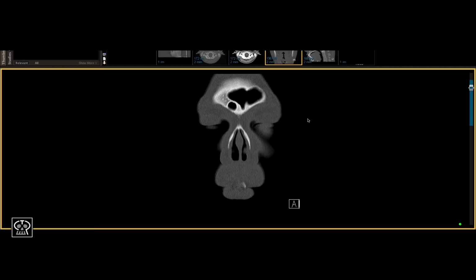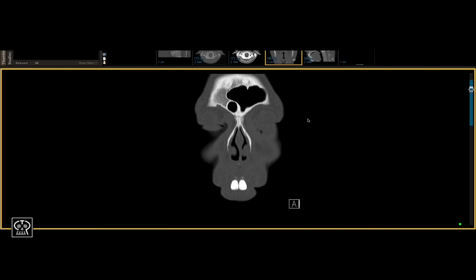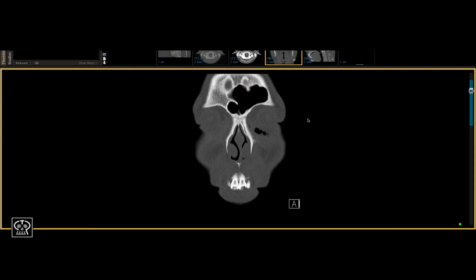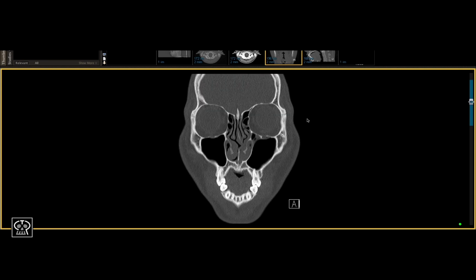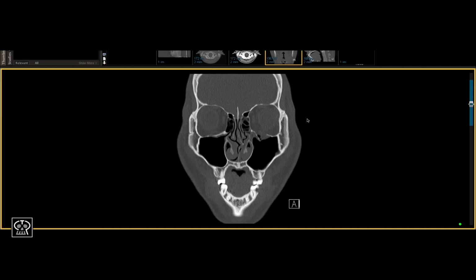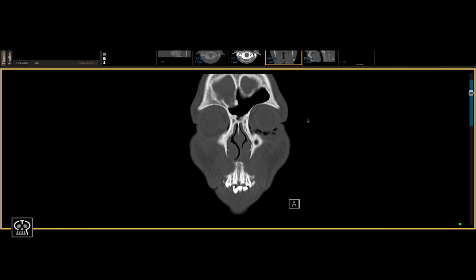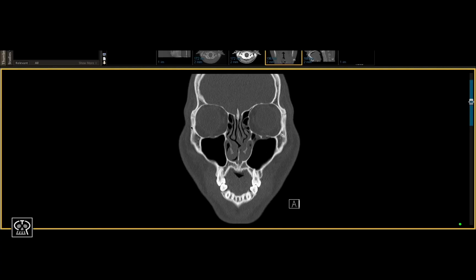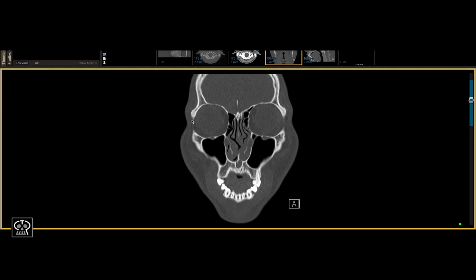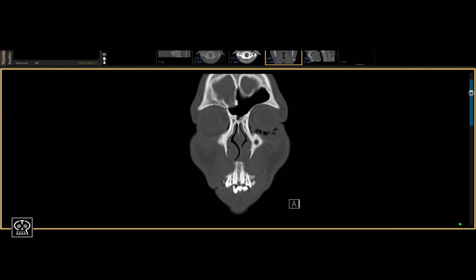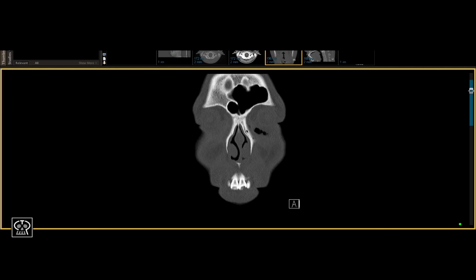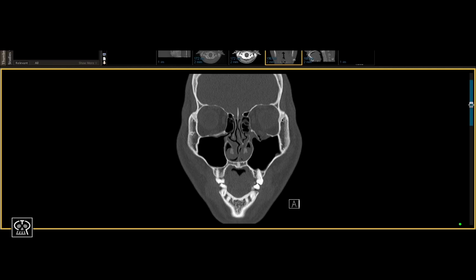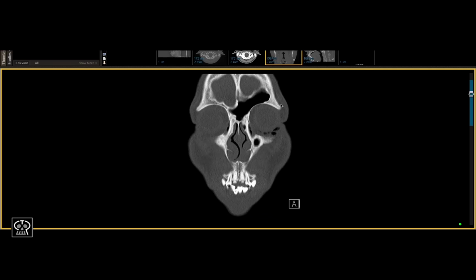So, pulling up our coronal scan, as we begin to go more posterior, we start off by looking at our orbital rims, including the superior orbital rims, the lateral orbital rims, and the inferior orbital rim. Starting on the right side, we don't see any obvious fractures of the inferior, lateral, or superior. On the left side, once again, the inferior seems okay, the lateral seems okay, as well as the superior.